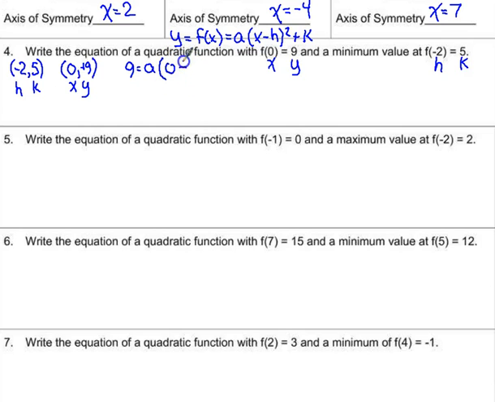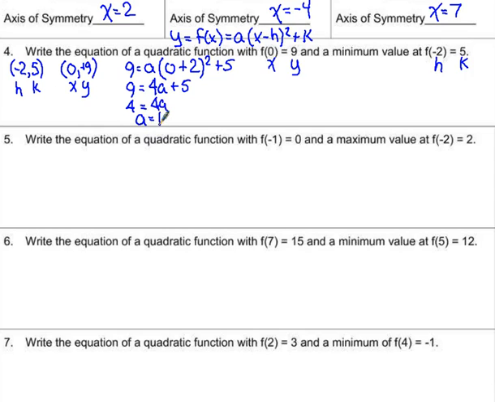Well, minus a negative 2 makes it plus 2. We square that quantity, and then we add k to it, plus 5. All right? So what we have is 0 plus 2 is 2. 2 squared is 4, so we end up with 4a plus 5 is equal to 9. We subtract 5 from both sides, and we get 4 is equal to 4a, and divide both sides by 4, and we find out that our a value is equal to 1.